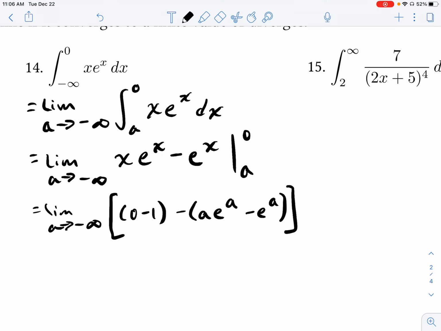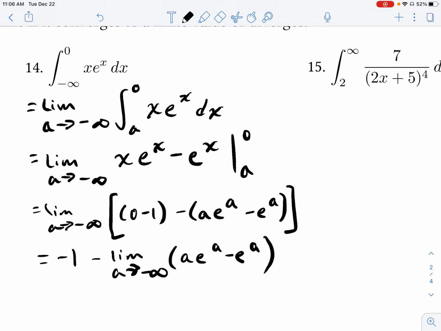Before I do any limit evaluating here, I notice I've got 0 minus 1, which is negative 1. Taking the limit of this isn't really going to affect that negative 1. So I'm going to rewrite this: minus, and now we can say minus the limit as a approaches negative infinity of a times e to the a minus e to the a.